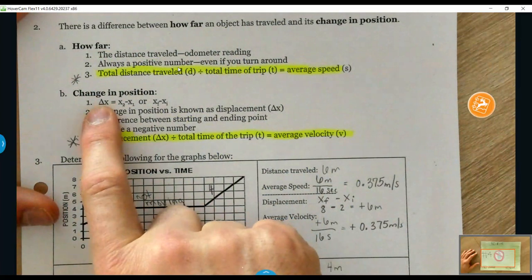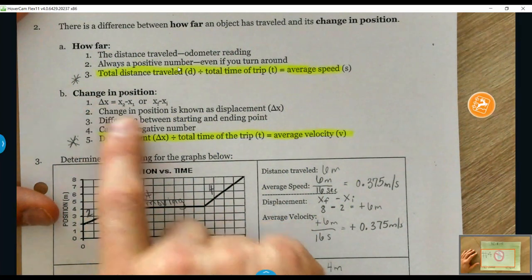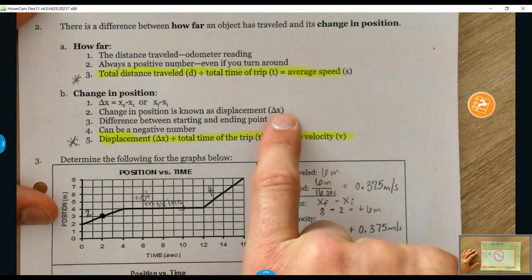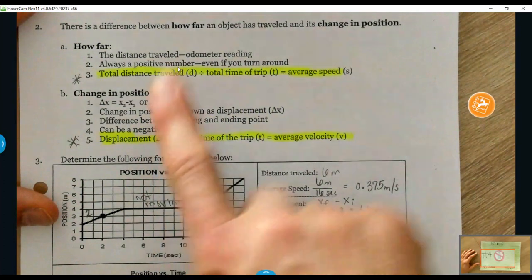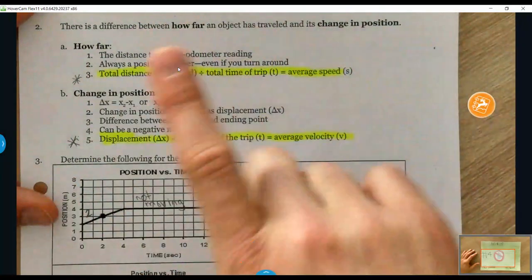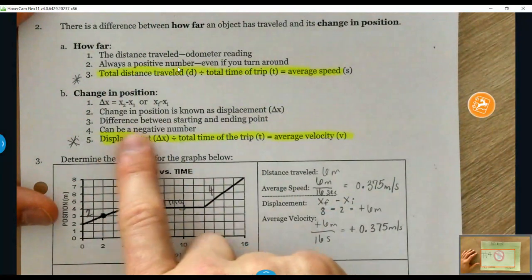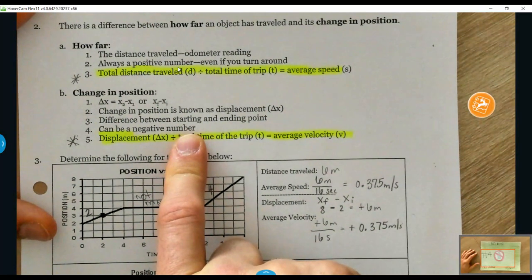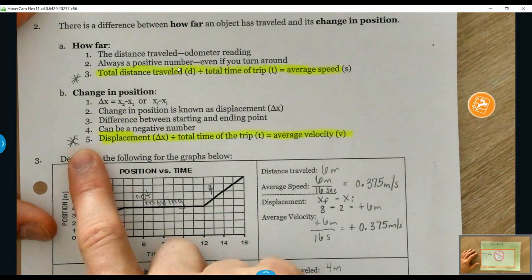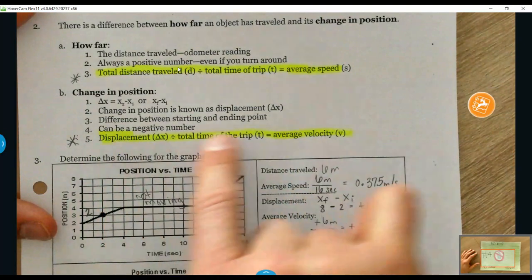Our change in position, delta x, which is displacement, is your final position minus initial position. All right, your difference between starting and end point. Now you can have a negative number. And now to find average velocity, you're going to take displacement over time.